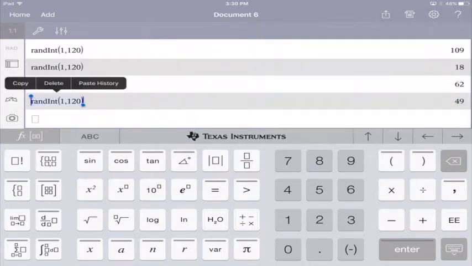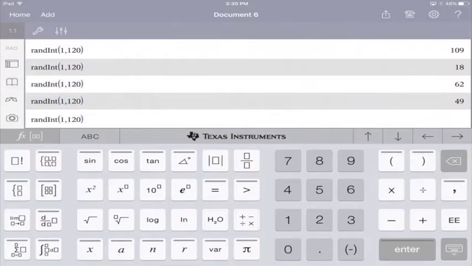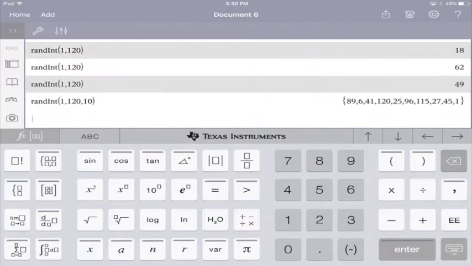What if I want to do 10 at a time? Say comma 10, and that will give me 10. 89, 6, 41, 120, 25, 96, 115, 27, 45, 1. None of them were repeated, so we got all the ones that we needed. The first 10 unique numbers, and that would be my sample. I would sample those stores.